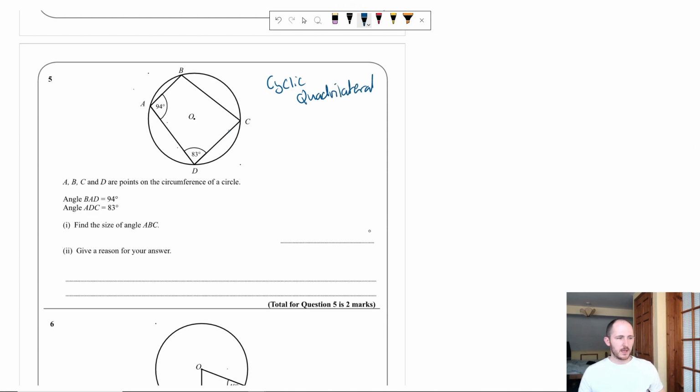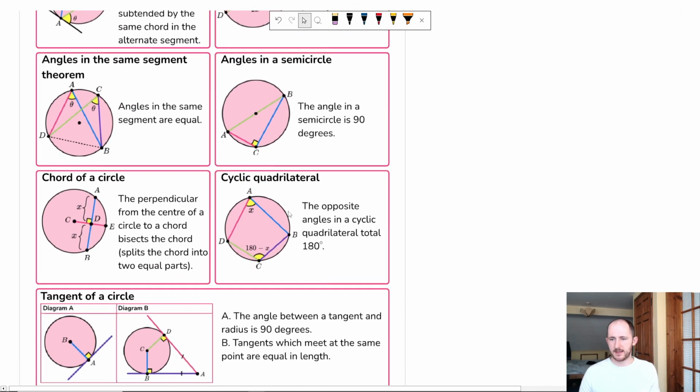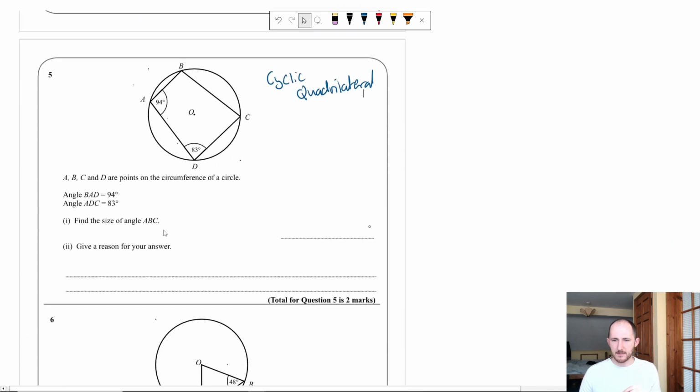Okay? So, that is a really important thing, because if you look back at your circle theorems at the front, when it comes to cyclic quadrilaterals, opposite angles add up to 180 degrees. So, I'm looking for the angle ABC, which is this angle up here, and that is opposite to this angle, 83. Both of those should add up to 180. So in other words, the angle ABC is 180 minus 83, which is 97 degrees.